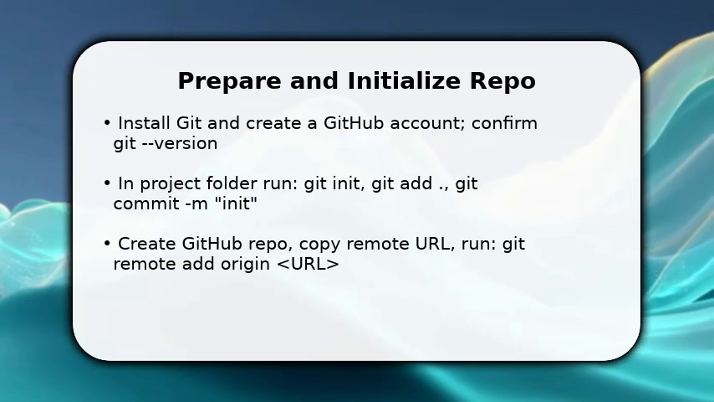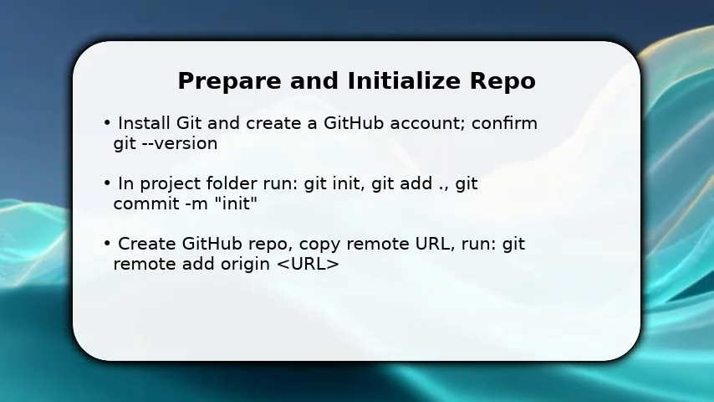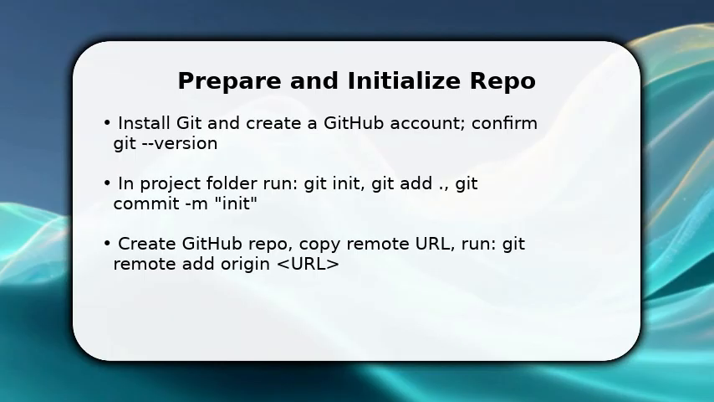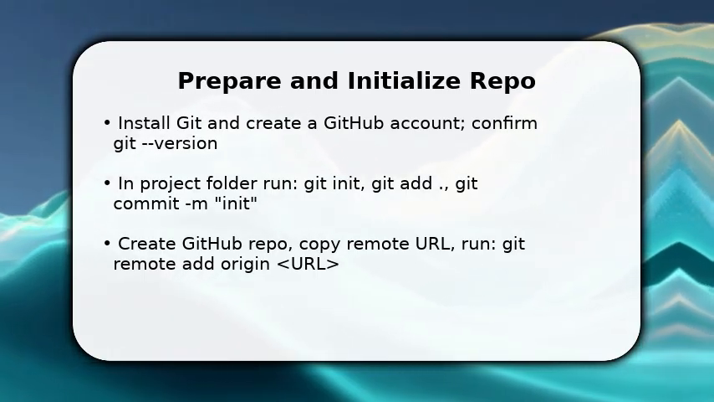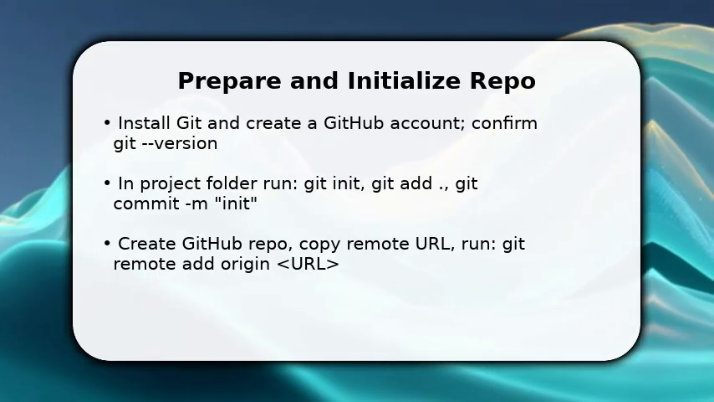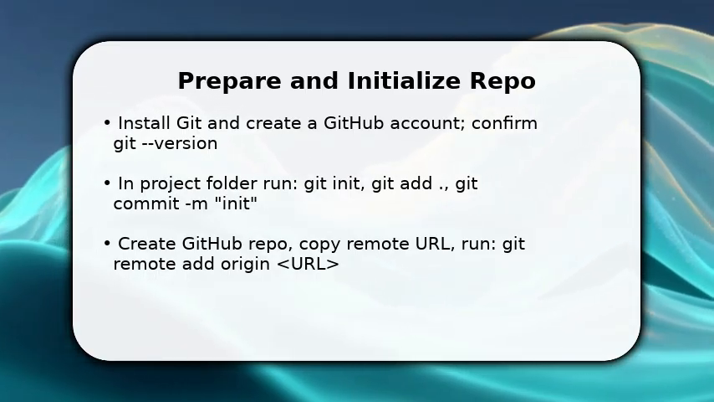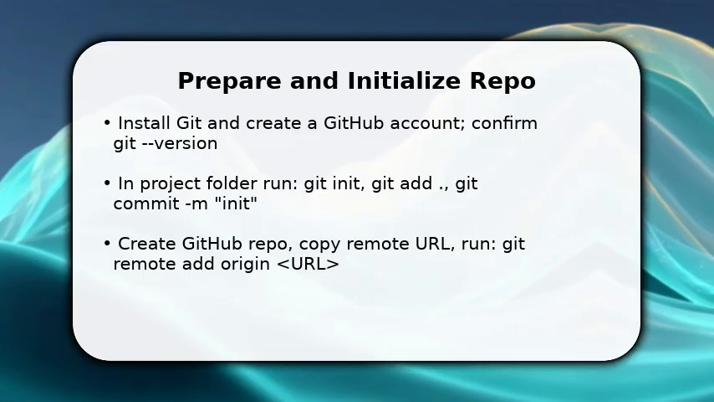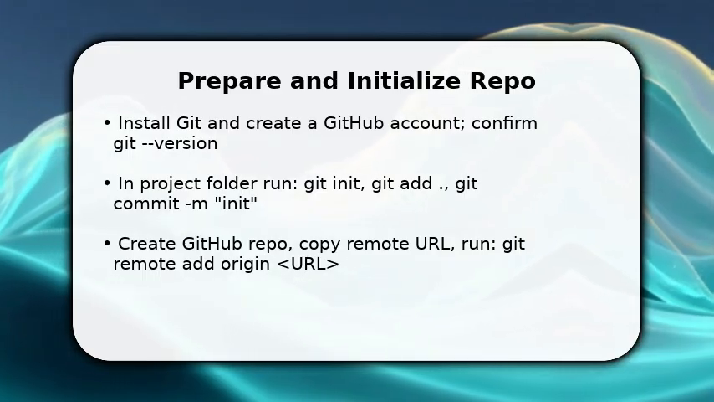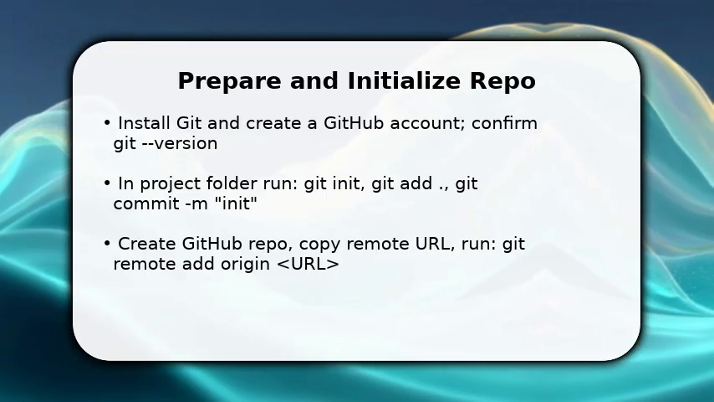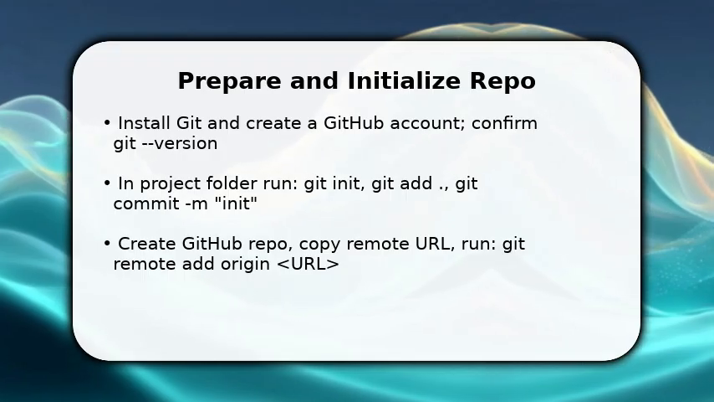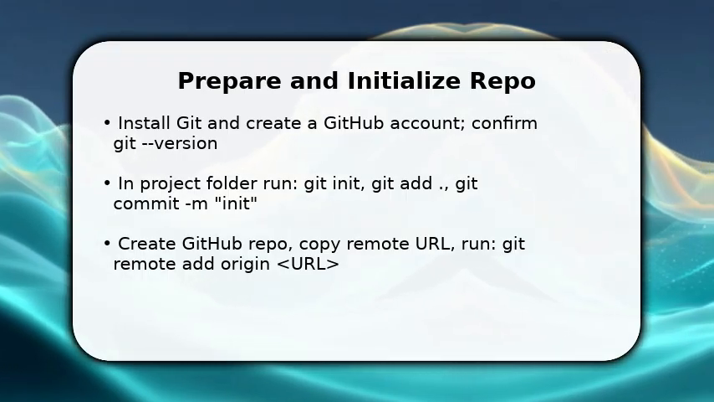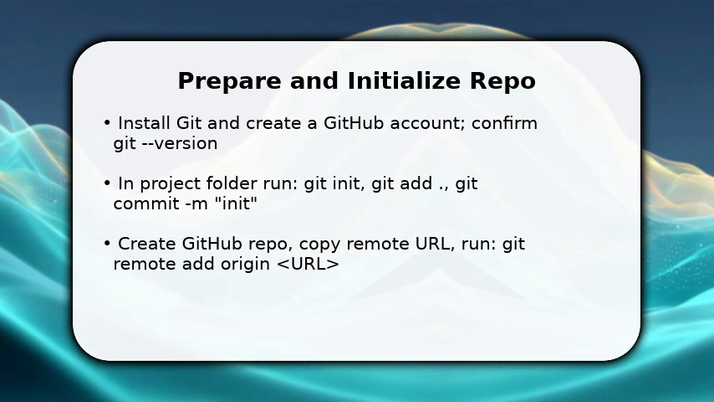Enjoy the video. You start by making sure Git is installed and you have a GitHub account. Once done, open your project folder and initialize version control with Git in it, then stage and commit your files so history begins. Next, create an empty repository on GitHub and add its remote URL locally with git remote add origin URL. This connects your local work to the cloud so you can push changes. Make the first commit meaningful so future diffs are clear.